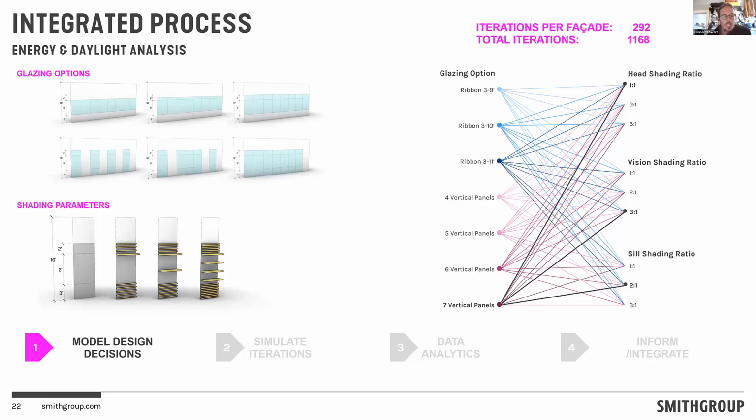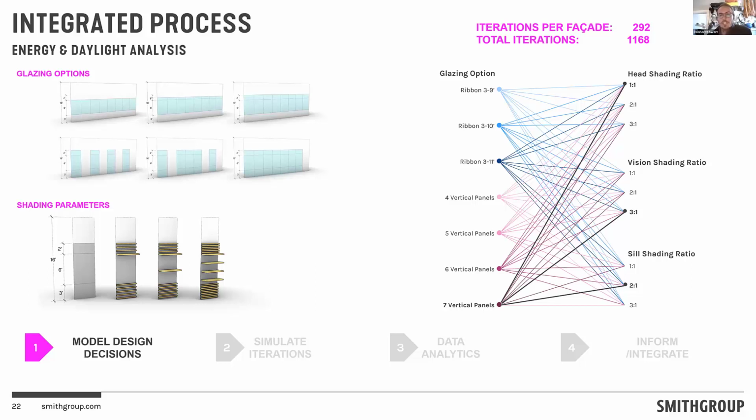On top of that, we have our shading parameters. So for instance, you look at the shading, the spacing and depth ratios of these louvers or these tiny baguettes, spacing, depth ratios or dimensions there. If you layer those on top of each other, you can create what you see on the right there, which is a diagram trying to illustrate all the possible combinations. Each one of these lines starts to represent a possible combination of glazing and shading. And those are the metrics that we're tracking in this particular case.